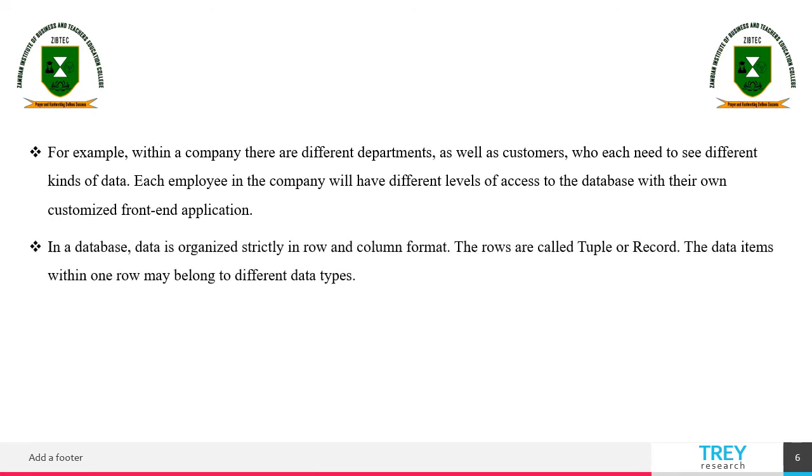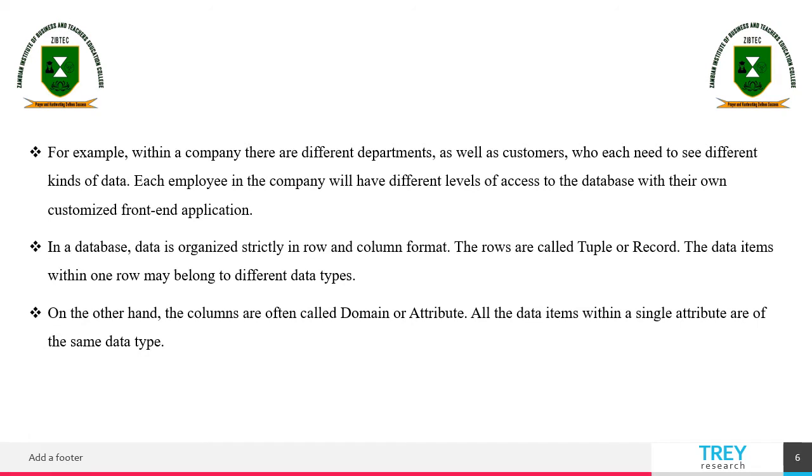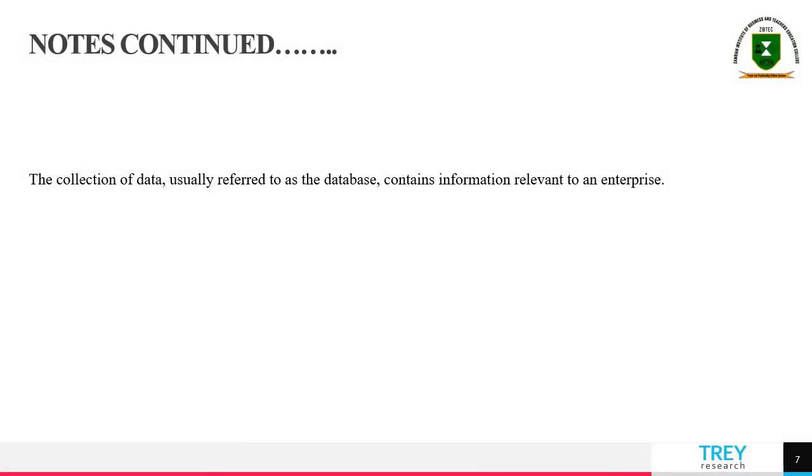In a database, data is organized strictly in row and column format. The rows are what we are calling the table or the record, and the data items within one row may belong to different data types. On the other hand, the columns are often called the domain of the attribute, and the data items within a single attribute are of the same data type. Okay, so the notes continue.